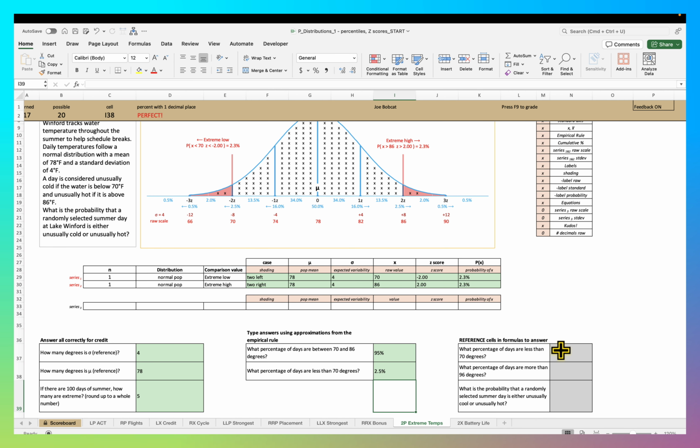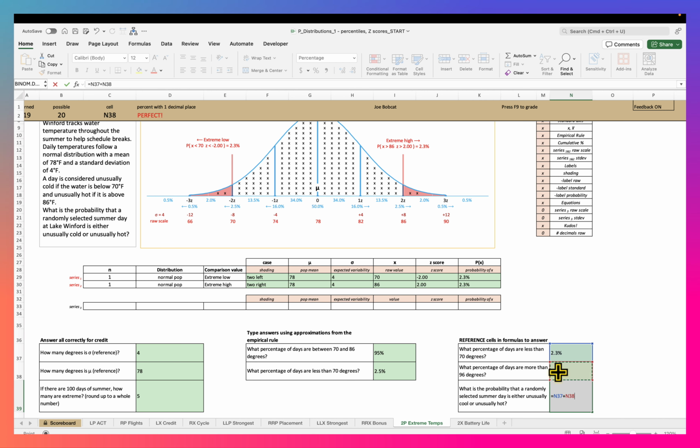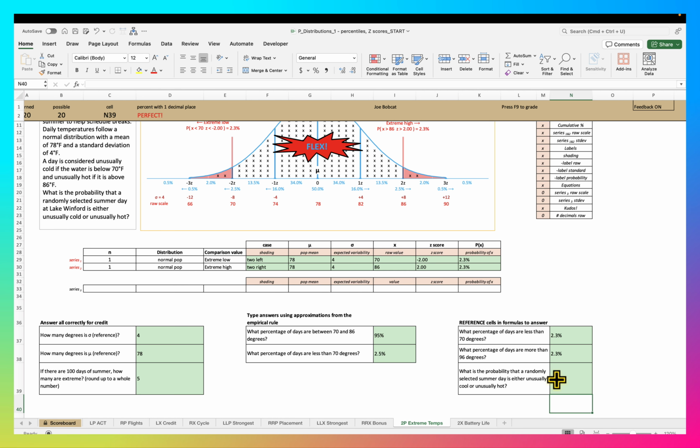All right, reference cells in the formulas to answer what percentage of days are less than 70. So that equals the 2.3. Now we're being precise. More than 86. That says 96, but it should say 86. I'll fix that before distributing it. 2.3. And what's the probability that a randomly selected day is unusually hot or unusually cold? We would just add these two together. Equals this plus this. This is being precise. So 4.6, or rounded up, it was 5 over here.